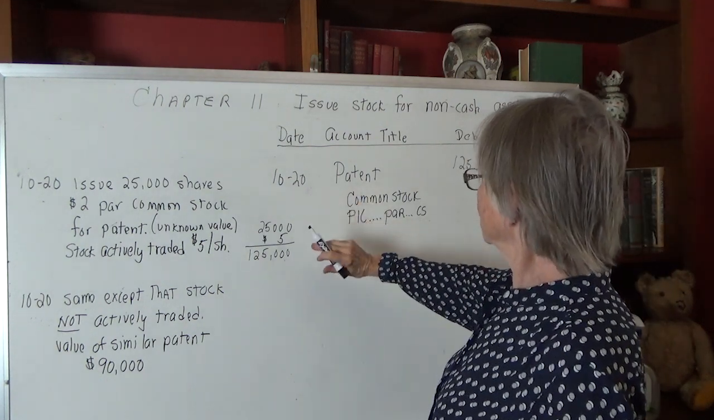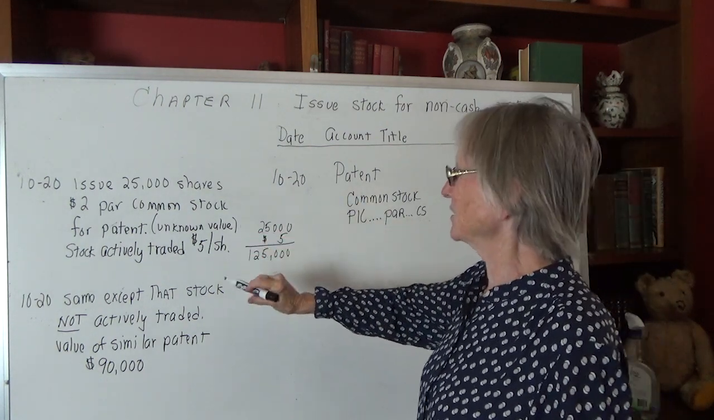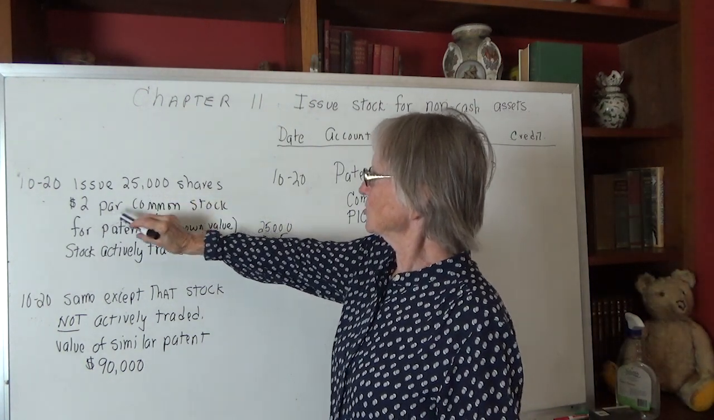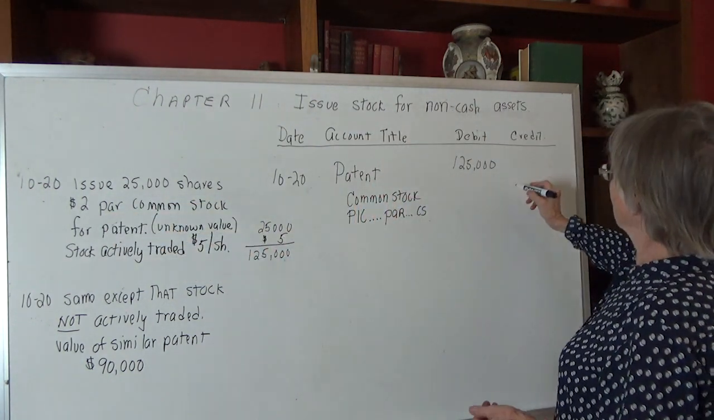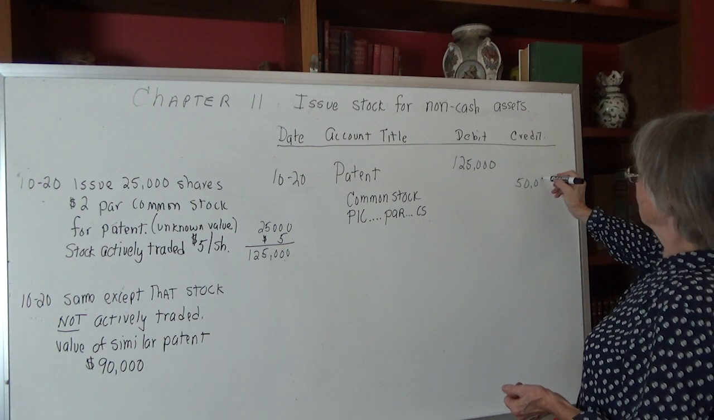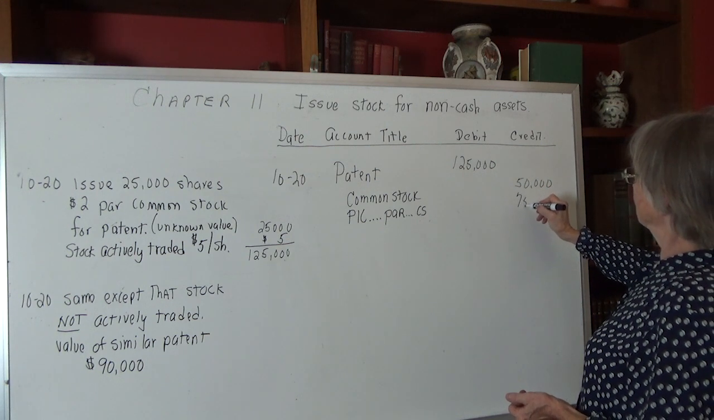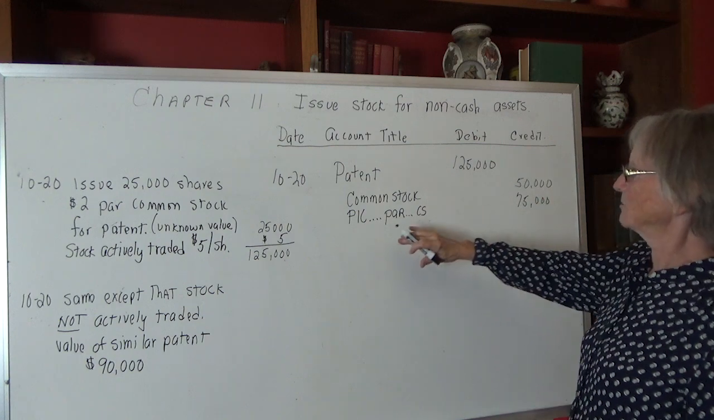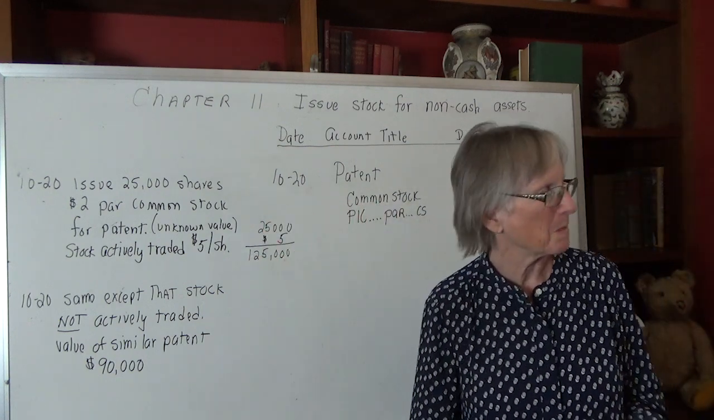How much can we attribute to common stock? That's the same as when we issue for cash. It's going to be the 25,000 shares times the $2 par, or 50,000, and then the balance is going to be the paid-in capital over and above, in excess of par value.